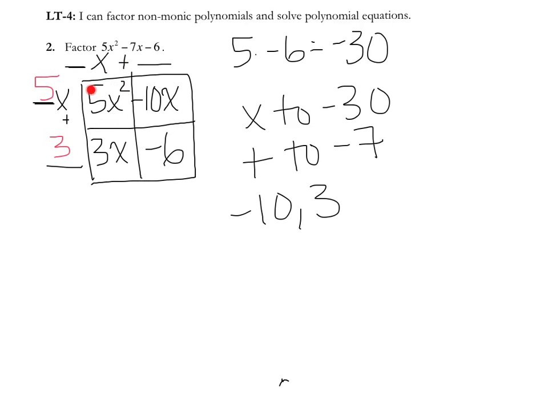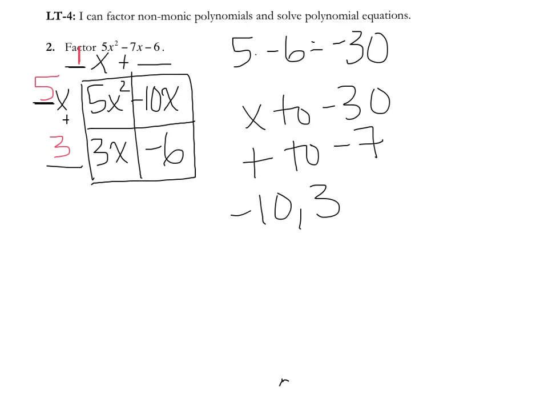This box is a 5x squared, and that came from having multiplied 5x by whatever is here. So to get from 5x to 5x squared, we only have to multiply by just x, just a single x. And then we can check, do 3 and x multiply to make 3x? It does.